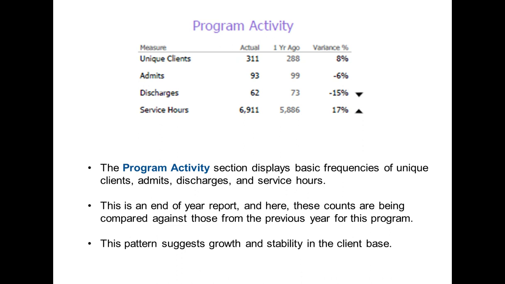So let's go to the first section of this. We can see that it just lists some really basic frequencies, not demographics, such as the number of unique clients, admissions, discharges, and counts for service hours. I'm using an end-of-the-year report here, so we can compare the counts from the year assessed against the previous year for this program. Note that while the number of admissions and discharges has decreased somewhat, the actual number of service hours has increased from the previous year. This suggests stability, that people are staying in the program, they're not leaving, and they're receiving more services.